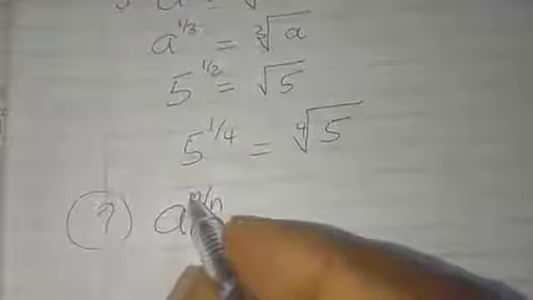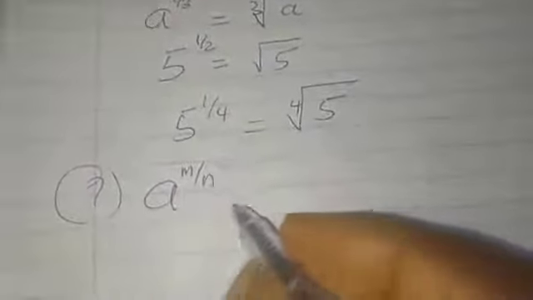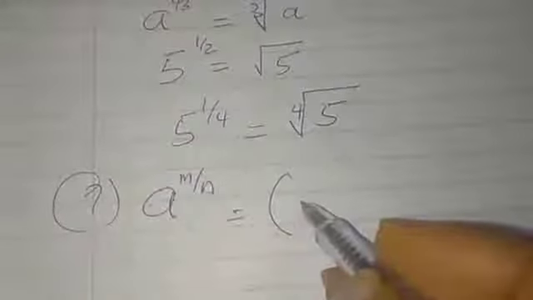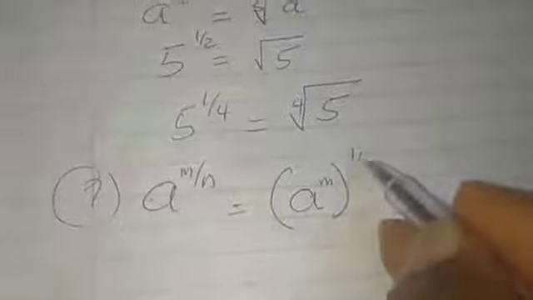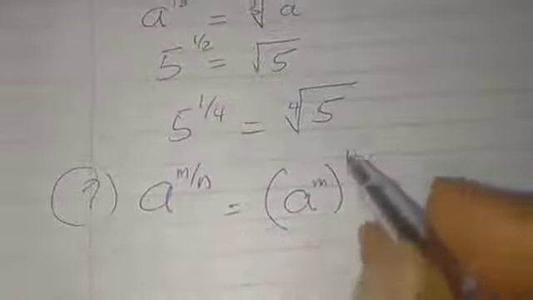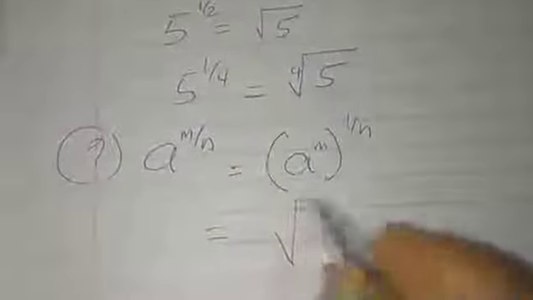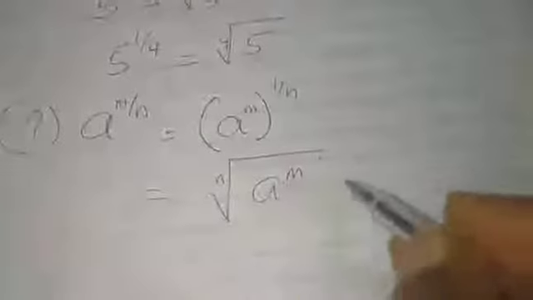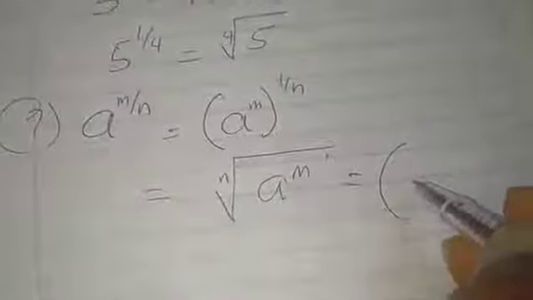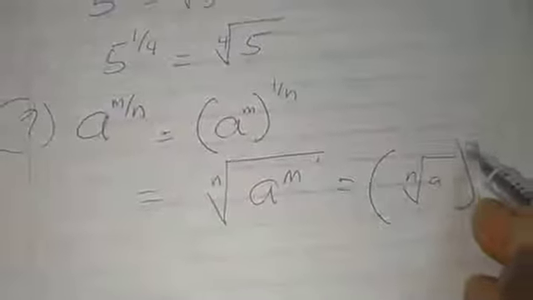If we have a number at the numerator and another number at the denominator, both powers of a, so this is a raised to power m raised to power n, which will now become this nth root of a raised to power m, or we write it as nth root of a all raised to power m.